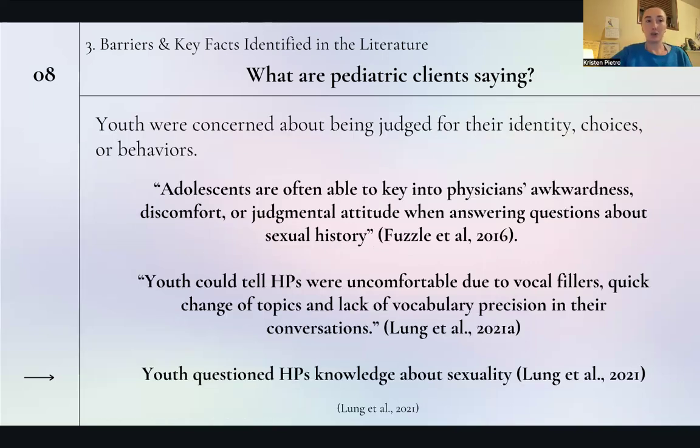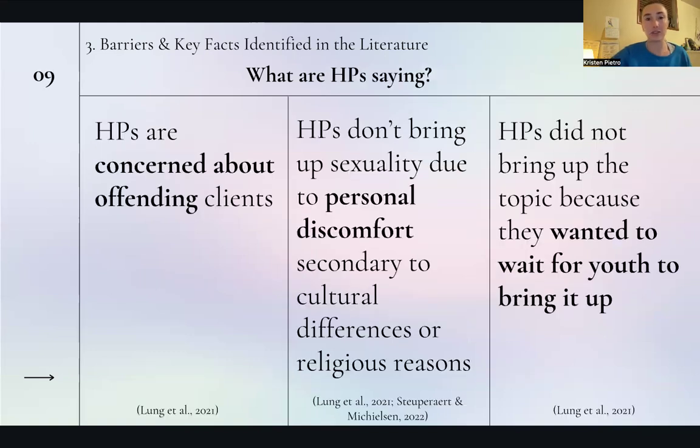The literature shows that pediatric clients are very attuned to their health professionals' level of comfort and knowledge. They can really feel when a health professional is judging them or didn't know what to say in response to their sexuality concerns. These experiences make pediatric clients avoid speaking to health professionals about sexuality, even though they see us as one of the only credible sources of sexual health information.